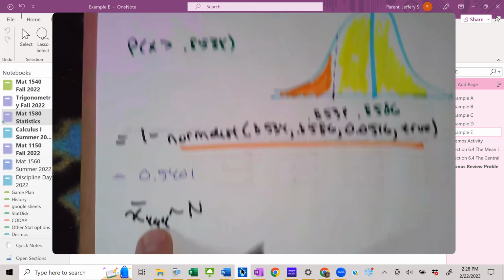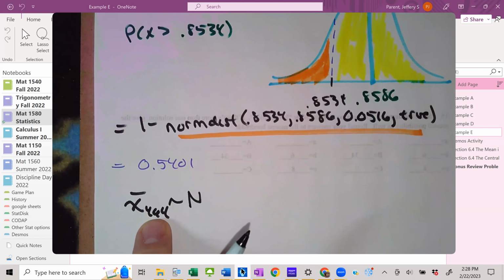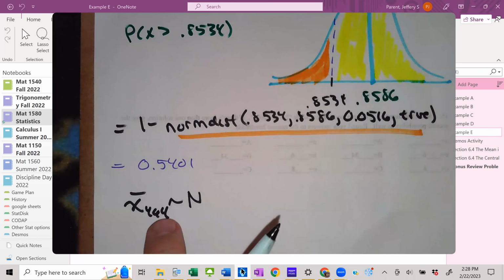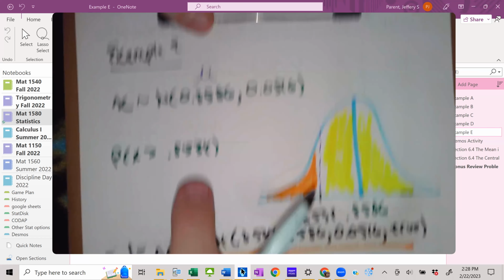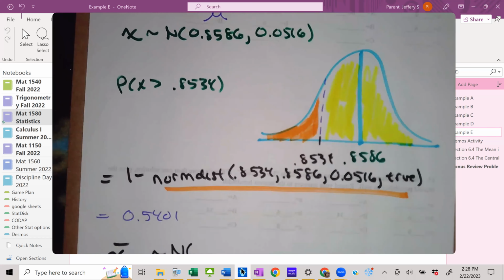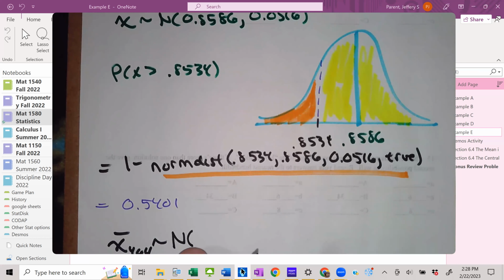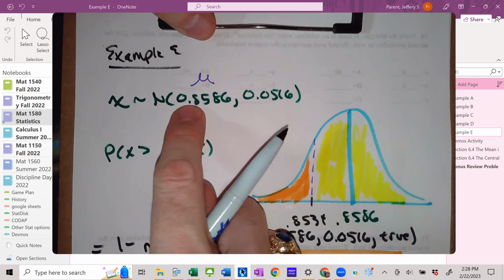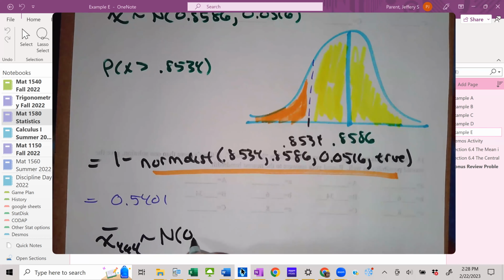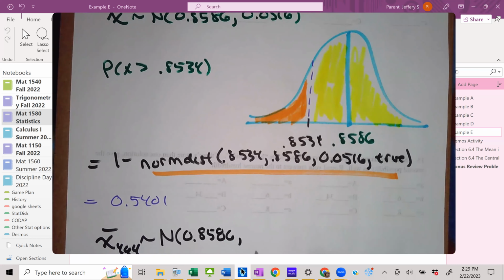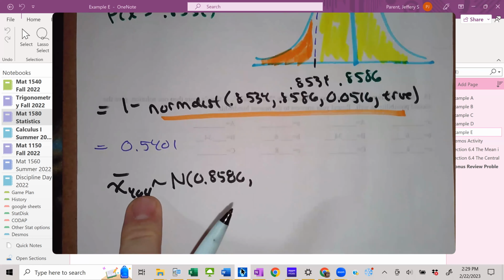Well, for samples that large, one way or another, it's going to be a normal distribution. The sample mean is going to be the same as it was for our parent population, 0.8586.